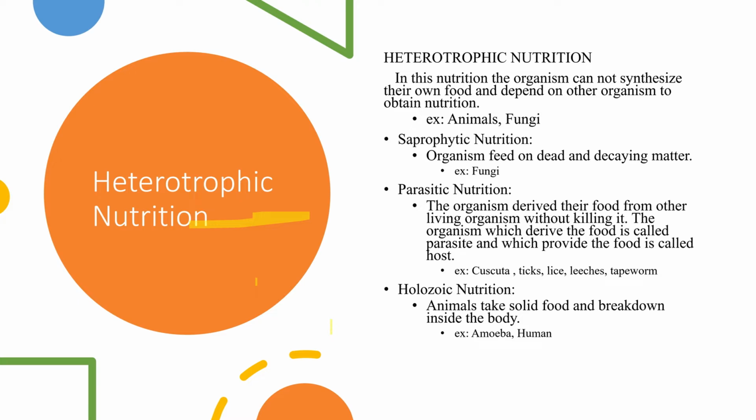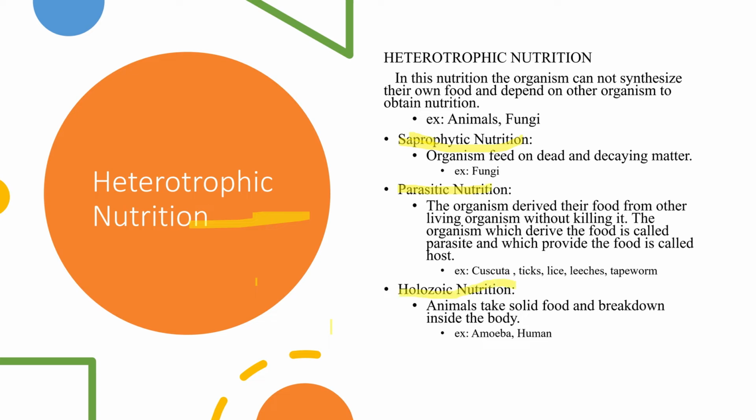Heterotrophic nutrition. In this nutrition, the organism cannot synthesize their food and depends on other organisms to obtain nutrition. For example, animals and fungi cannot synthesize their food because they don't have chlorophyll in them. But green plants have chlorophyll, so they synthesize their own food. The heterotrophic nutrition is divided into three types. One is saprophytic nutrition, one is parasitic nutrition, and the other one is holozoic nutrition.